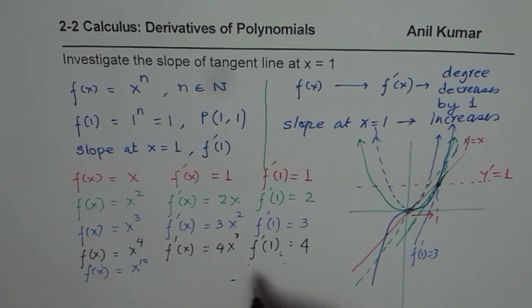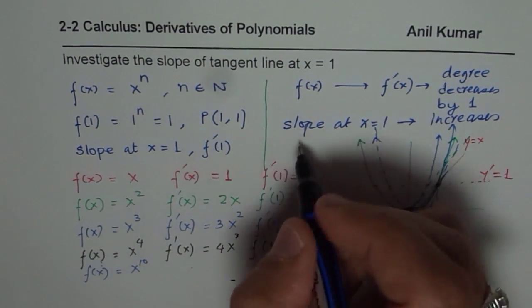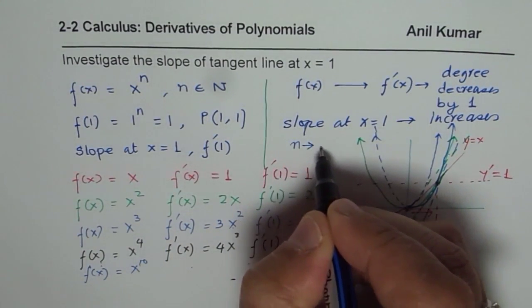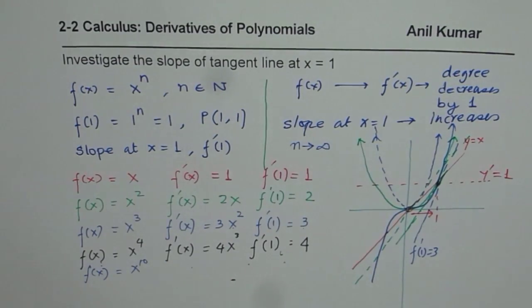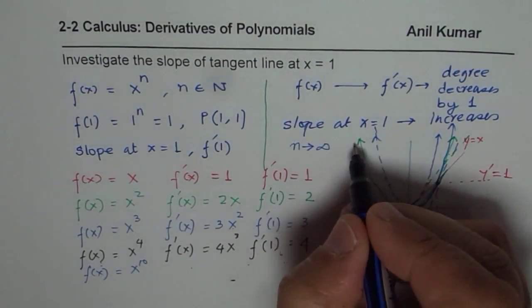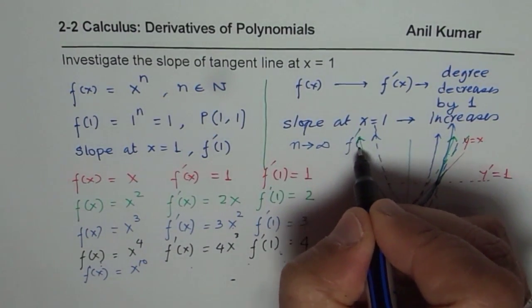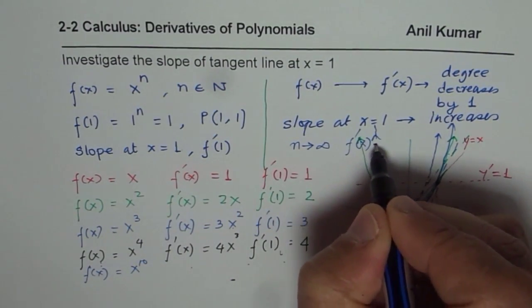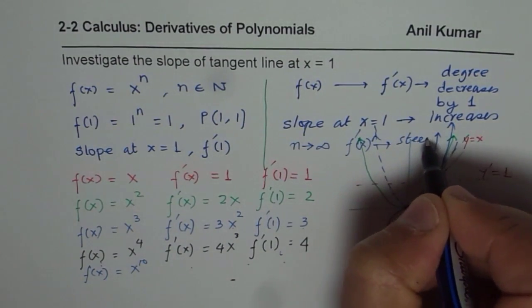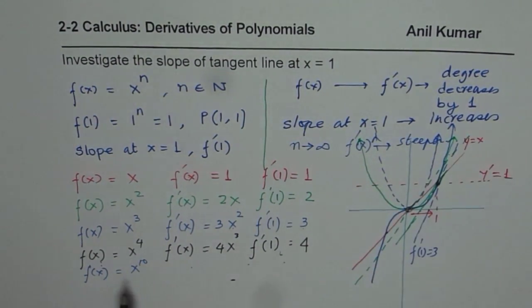So what you notice here is that as n increases, right? So as n approaches a large amount, let's say infinity, right? So what happens? The slope becomes infinitely vertical, right? So f dash x becomes vertical, right? So it becomes steeper. Do you see that? So that is what you notice whenever you're working on derivatives of polynomials.